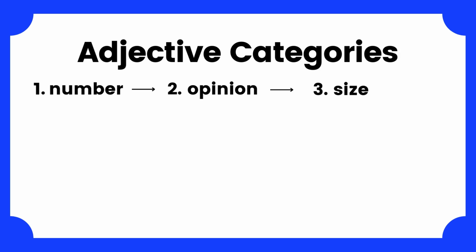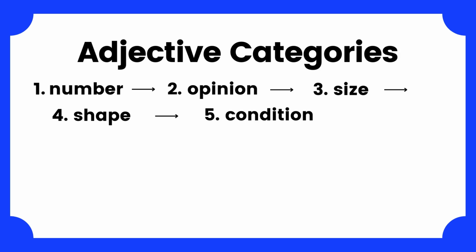The next is size, small, huge, gargantuan. The next category is shape, round, square, long, wide. The next category is condition, such as clean, dirty, or worn. The next category is age, such as new, old, ancient.